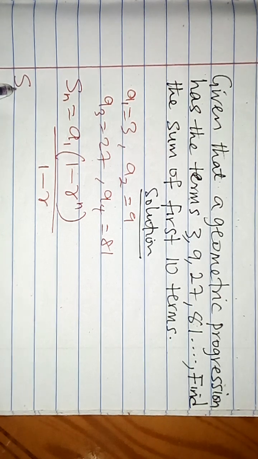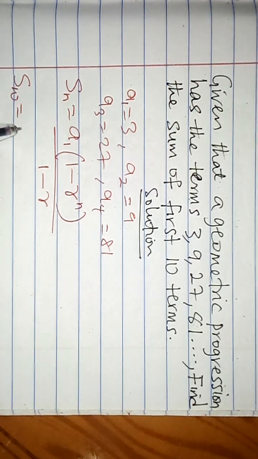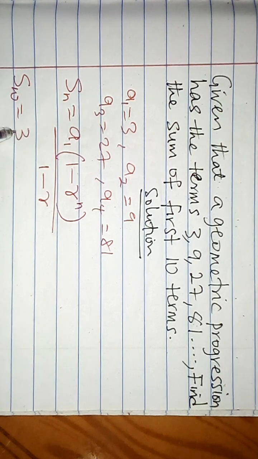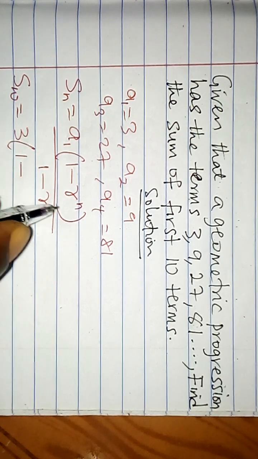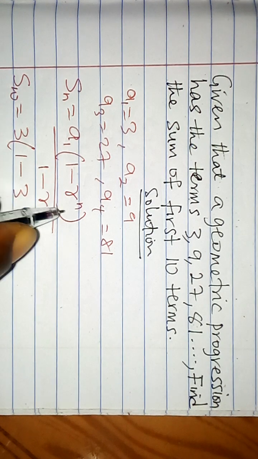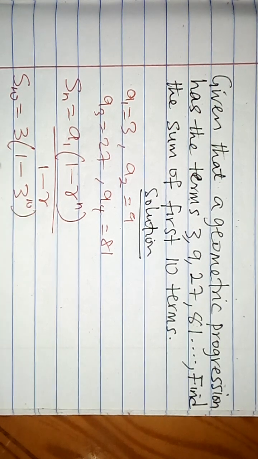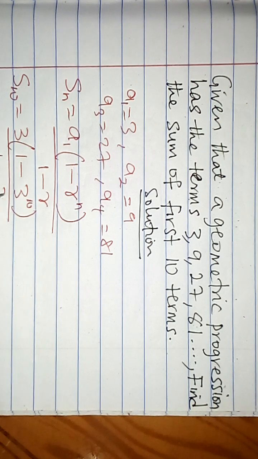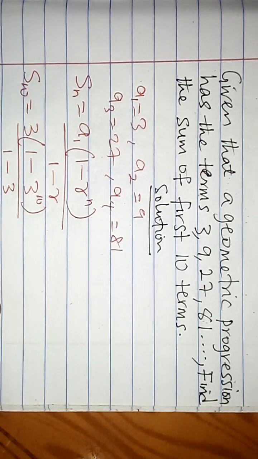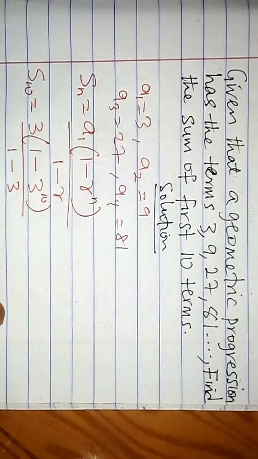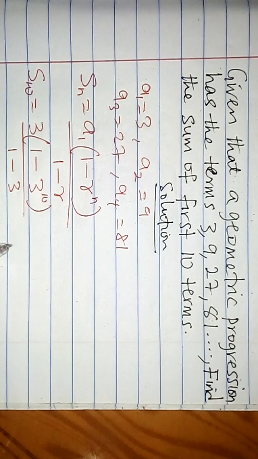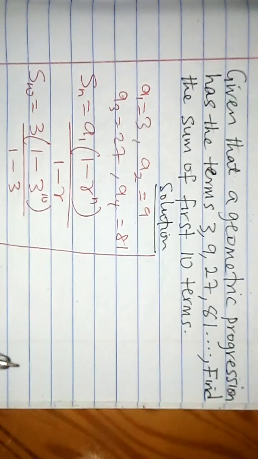Alright, so now since we are looking for the sum of the first 10 terms, we now say that S subscript 10 is equal to our first term a, 3, into 1 minus our common ratio, which is 3, raised to the power of n, which is 10, all over 1 minus 3.